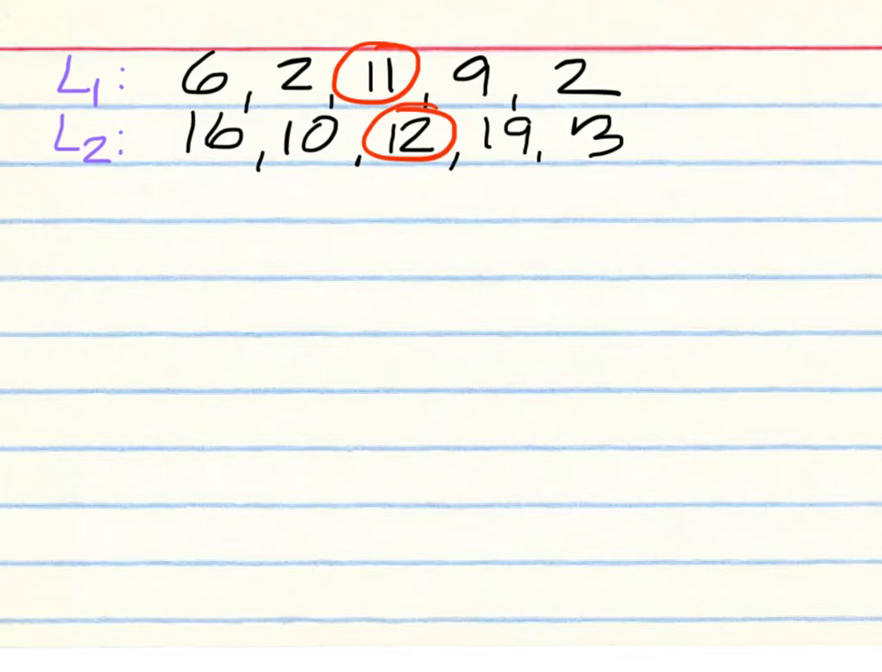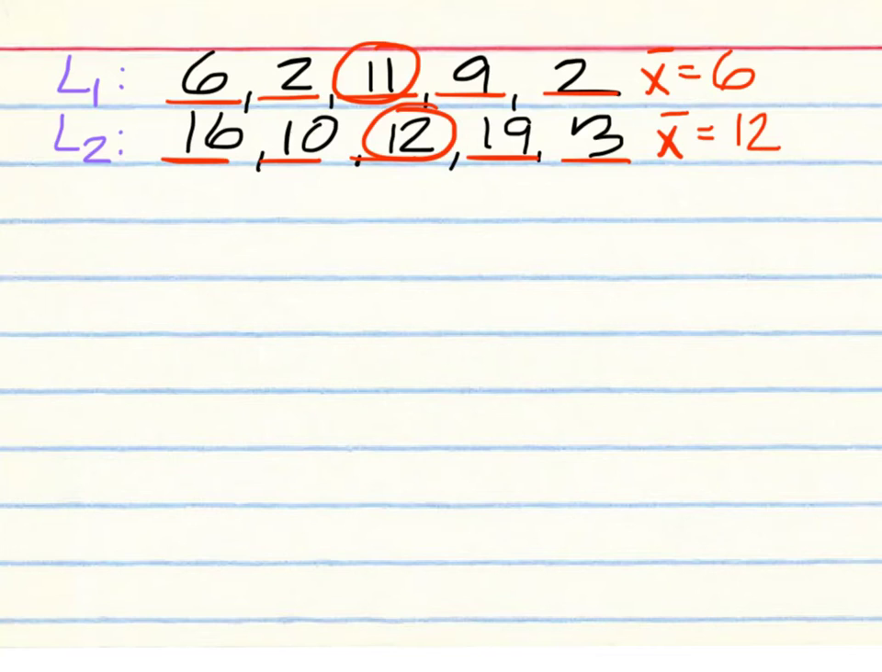All right, so let's go through and find the mean of both lists at the same time. We'll have 6, 2, 11, 9, and 2, which adds to 30. 30 divided by 5 would be 6. The mean is 6 for the first list. For the second list, we have 16, 10, 12, 19, and 3, which adds to 60. 60 divided by 5 is 12. Mean of 6 and 12 for list 1 and list 2.